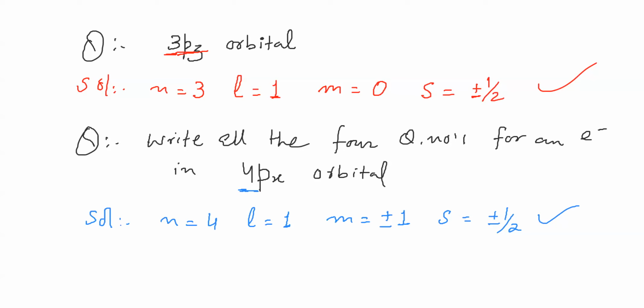So if it was 4s, then L is 0. Exactly. For s, L value is 0. Let me write it here. For example, if I'm having an electron in, let's say, the 5s orbital, then first of all the n value will be 5. Then the L value, for s, L value is 0. You have to remember this. I hope you remember that table.